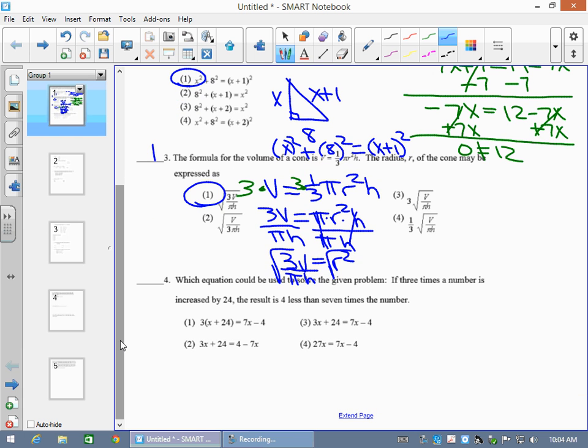Question number 4. You had to figure out which equation modeled the word problem. So if 3 times a number is increased by 24, the result equals 4 less than 7 times the number. Anytime you see the phrase less than, you have to read what comes after it first. So 7 times the number, then subtract 4. So the correct answer here should have been choice 3.